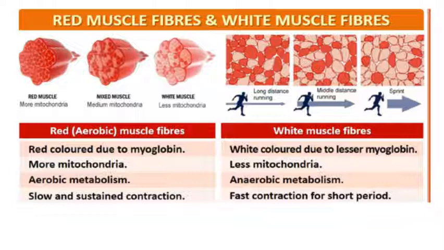The red muscle fibers have more mitochondria, whereas the white muscle fibers have less mitochondria. As I told you, red muscle fibers play a role in aerobic metabolism, that is, they work in the presence of oxygen, whereas the white ones work in anaerobic metabolism. The red ones show slow and sustained contraction, whereas the white ones show fast contraction for a short period. So these are useful in sprints where we have to run short distances.